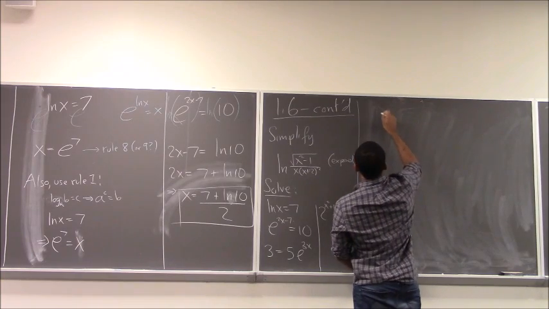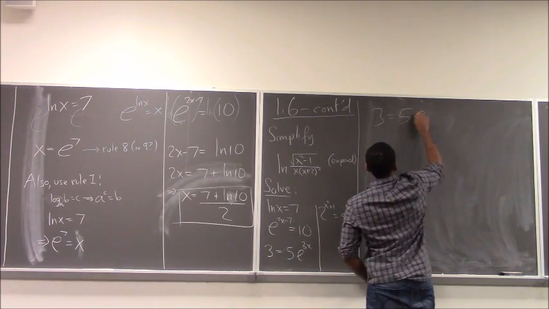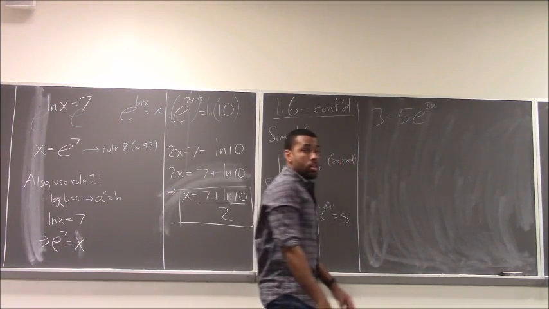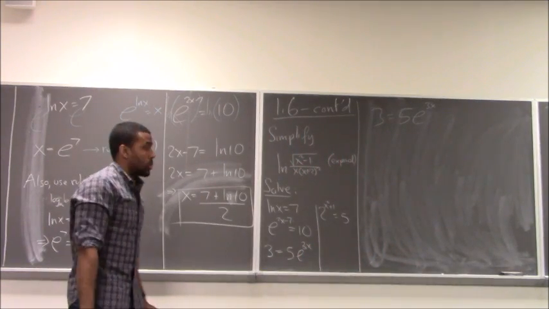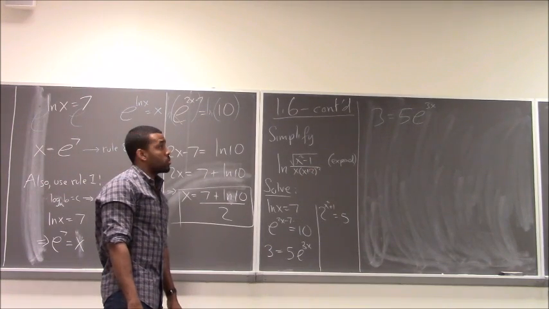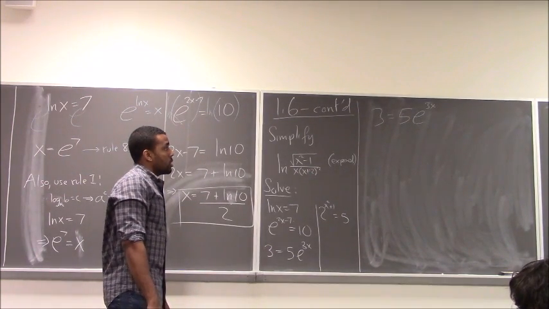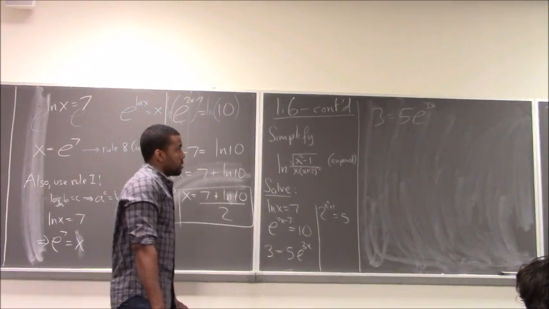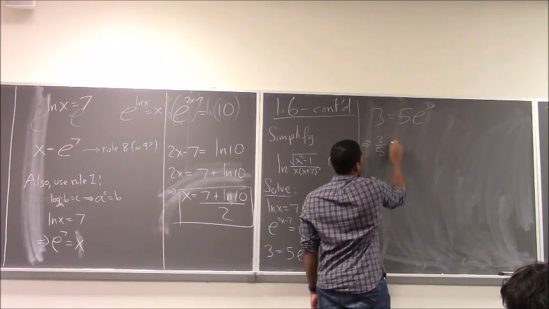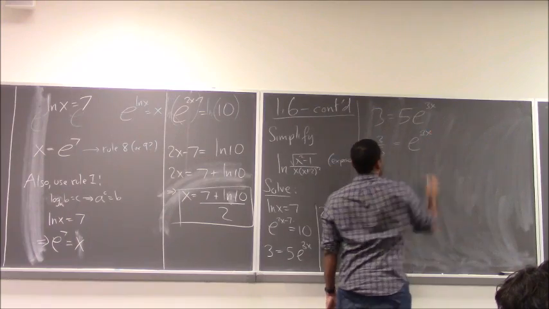Okay, what about this one? 3 equals 5e to the 3x. Divide by 5. Yes. Divide by 5. Okay, so we have 3 over 5 is equal to e to the 3x.